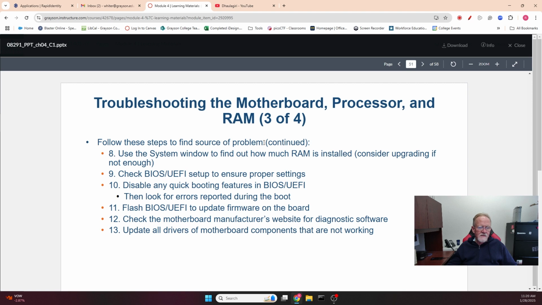Follow these steps to find the source of the problem, continued. Use the system window to find out how much RAM is installed and consider upgrading. You can never have enough RAM. I'm just going to tell you right now. If you can afford to upgrade RAM and you've got a slot available, do it.